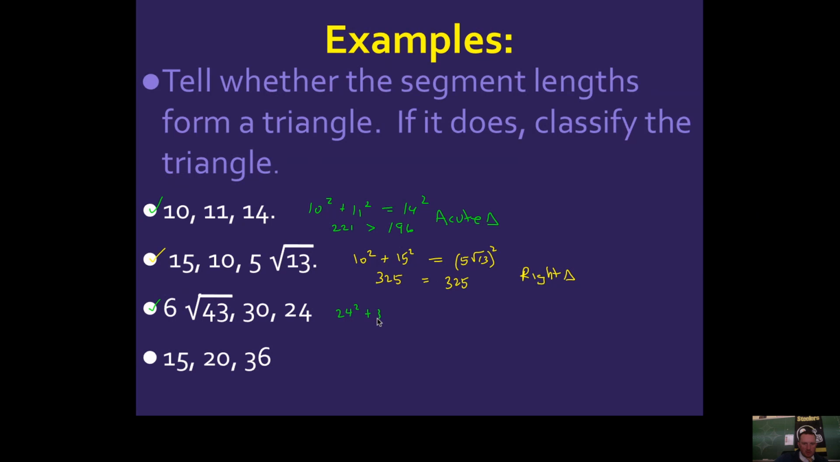What is 24 squared plus 30 squared? Compare it with the square root of 43 squared. Gives you 1476. Now let's see what the square root of 43 is. Remember I told you it was a little bit bigger than 39? Square it. That gives me 1548, which is bigger than that 1476. So this is obtuse.